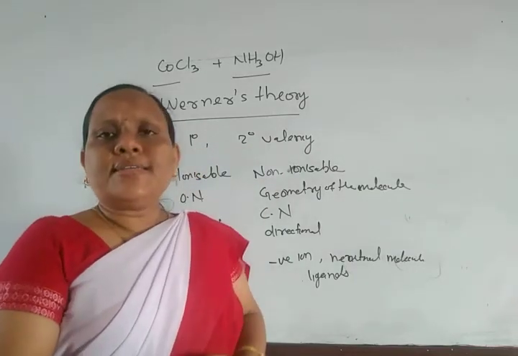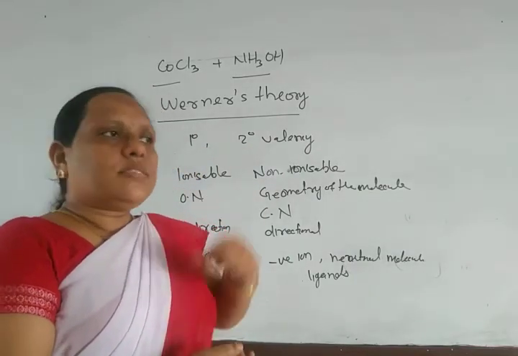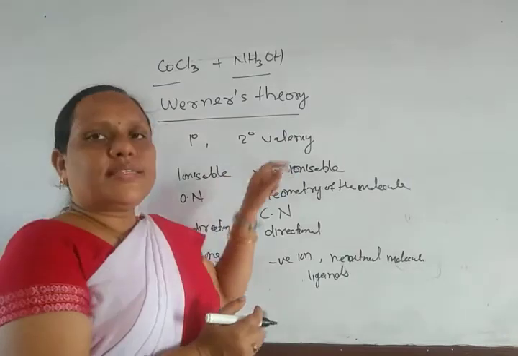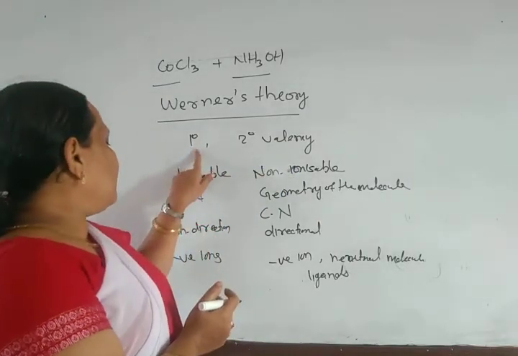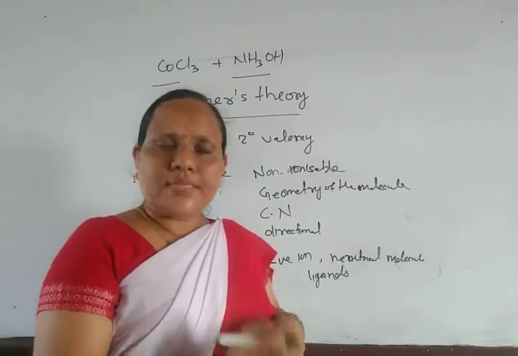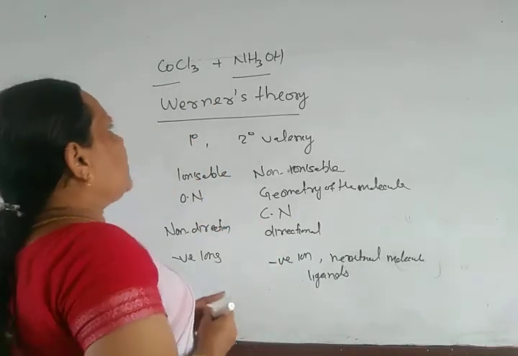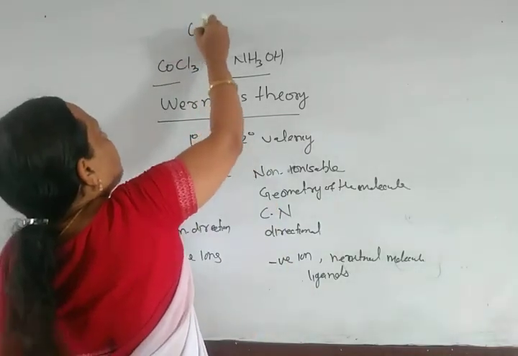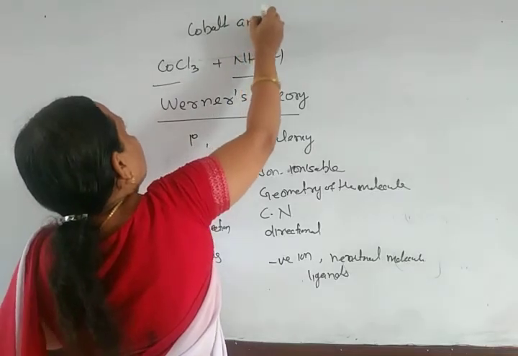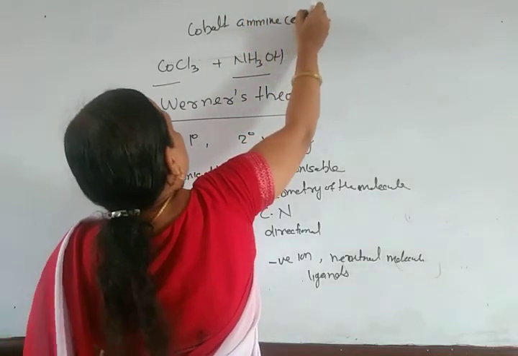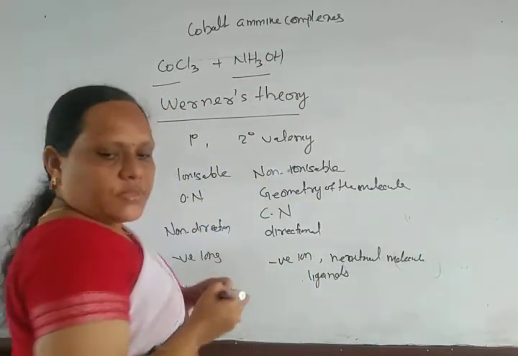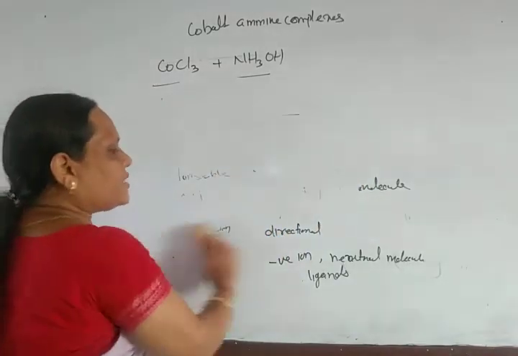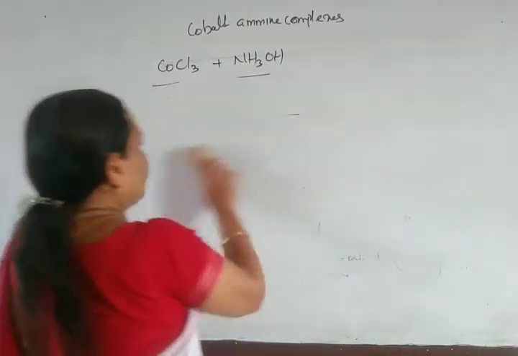The secondary valency is generally represented by solid lines. When we write the structure of this compound, we represent the secondary valencies by solid lines and the primary valencies by dotted lines. Suppose we take the different compounds of cobalt amine complexes, then they can be represented by structural forms like this.